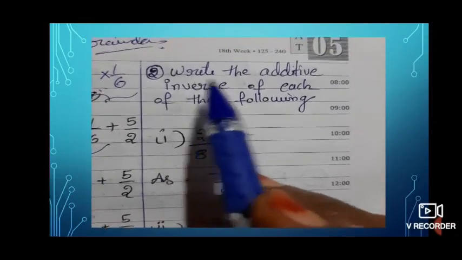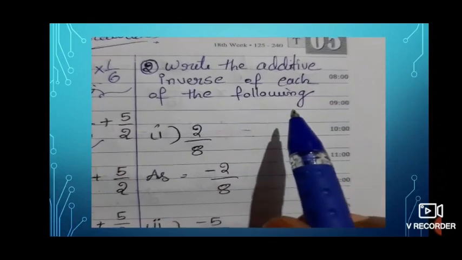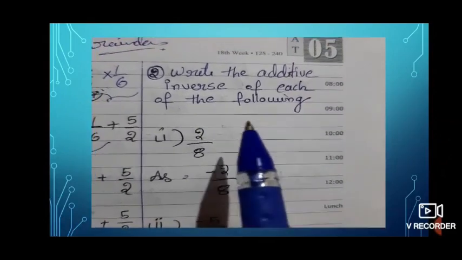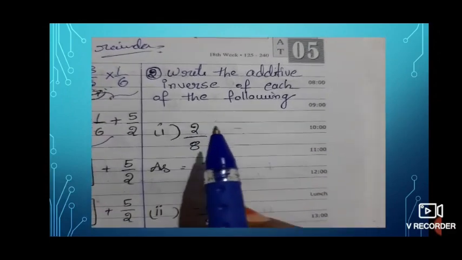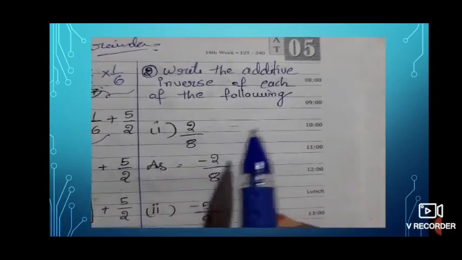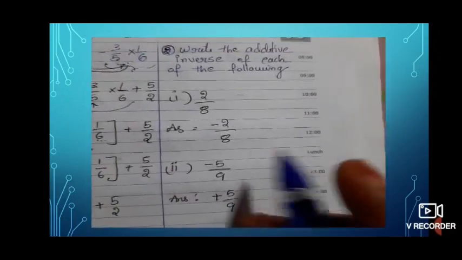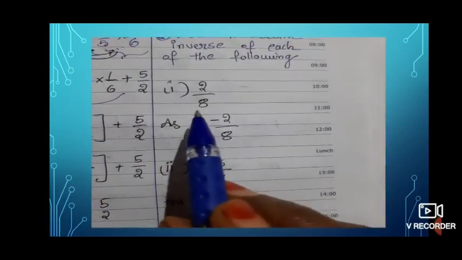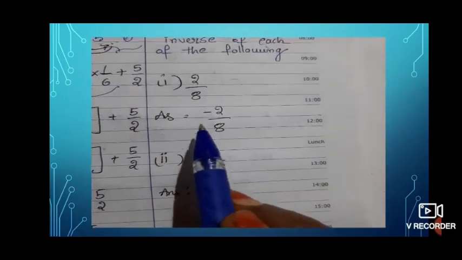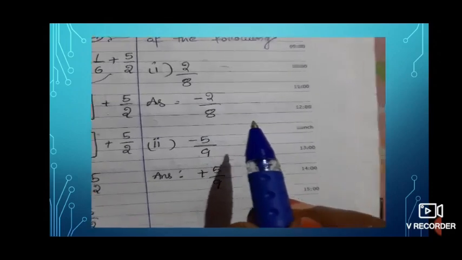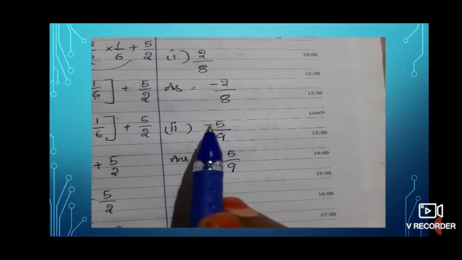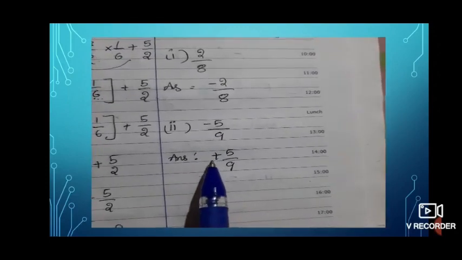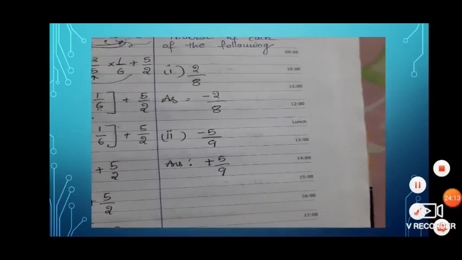Next question: write the additive inverse of each of the following. Additive inverse is nothing but changing the sign. If it is plus, we change it to minus; if it is minus, we change it to plus. Here plus 2 by 8, after changing the sign, becomes minus 2 by 8. Then here it is minus 5 by 9; after changing the sign, minus becomes plus, and it is 5 by 9.